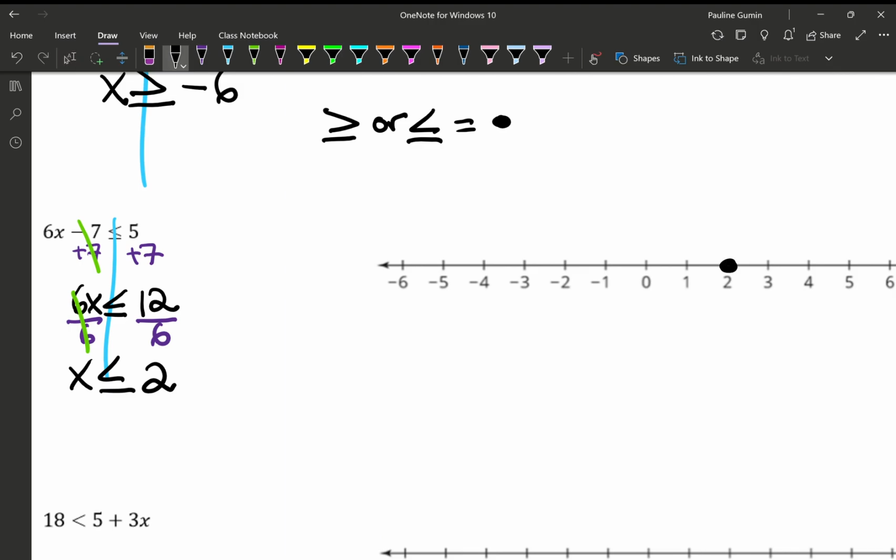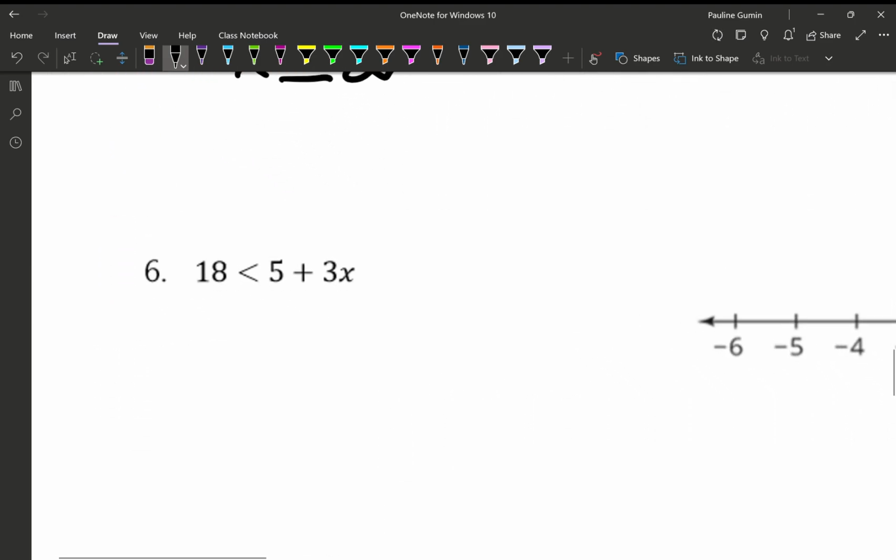Less is left. That's actually how I remember which way greater than is. I think to myself, less is left. Oh, that means I go to the right for greater and to the left for less. Fantastic. Number 6.